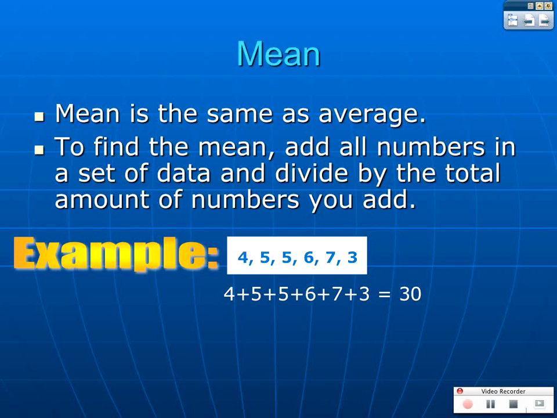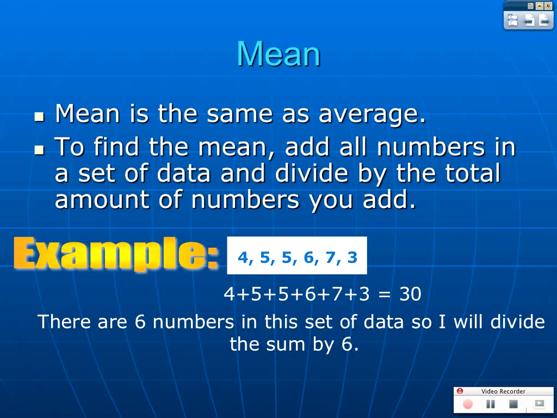Am I done? No, I'm not done, am I? Because the next step is to divide. Divide by how many numbers we have. So there are 6 numbers, so I'm going to divide 30 by 6. 30 divided by 6 is 5.